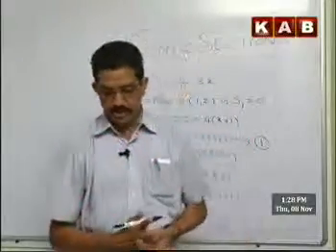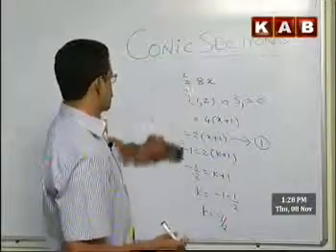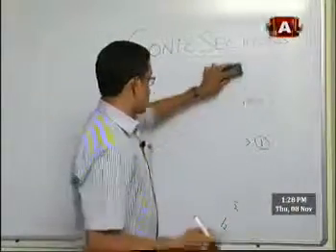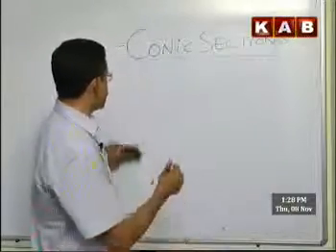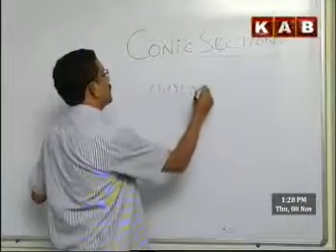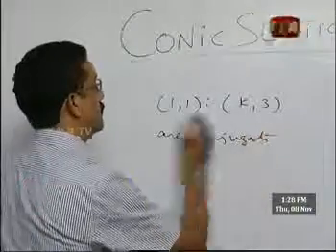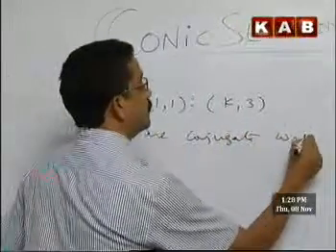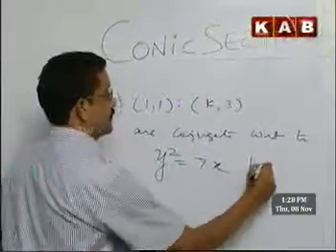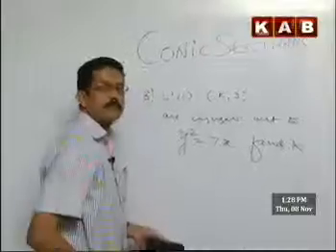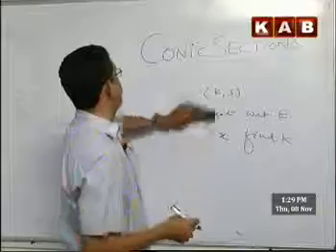Very important short answer question. For your practice, the 8th one, I will give a practice question to you. Please do it on your own. (1, 1) and (k, 3) are conjugate with respect to y square is equal to 7x. Find k. I just gave you a practice question. You do it on your own.